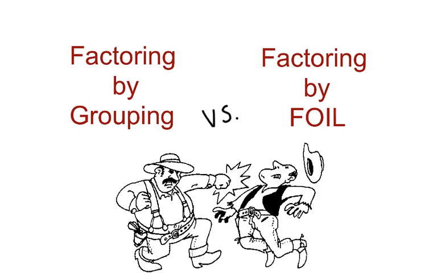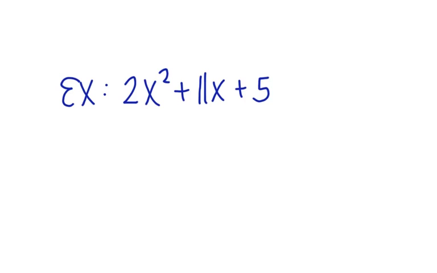Okay. They're both good methods. You can like both of them, you can use both of them, you can use just one of them. So that's why I just want to make sure you are clear what each method looks like. So I'm going to take this as the example, 2x squared plus 11x plus 5. I'm going to do this first by grouping and then second by FOIL. We will of course get the same result regardless of which method we use.